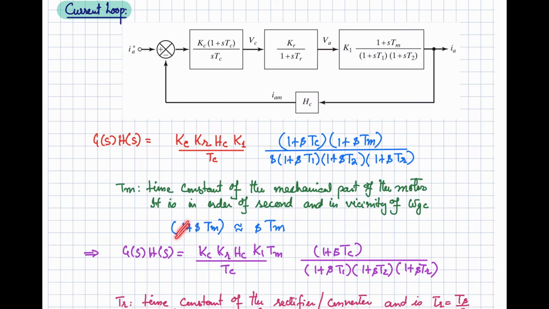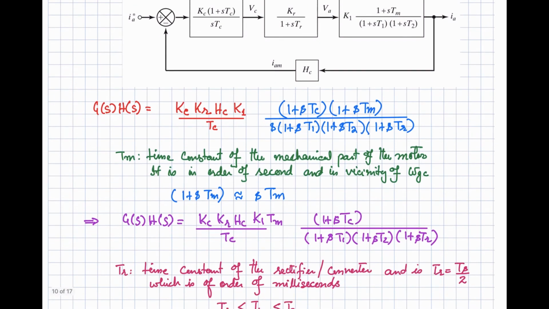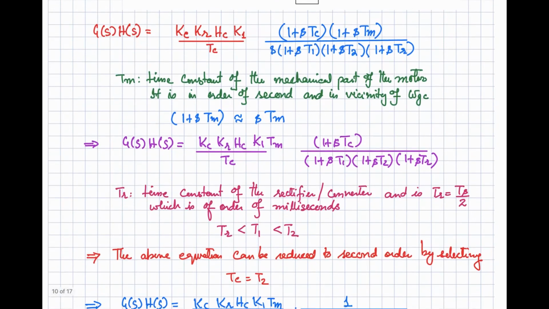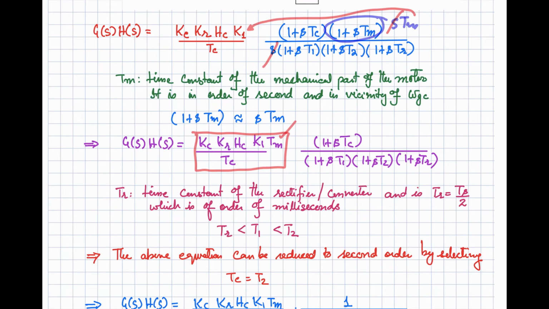We can ignore the 1 because this TM is representing the mechanical part of your motor, and it is in the order of seconds, and it is in the vicinity of your gain crossover as well. So we can apply this approximation, and with the help of that, when you represent this part as STM, this S and this S will be cancelled out, and we are going to make this TM part of the gain. So your gain term will be modified. Here you can see the TM, and the order will be reduced by 1 because S and S will be cancelled out.